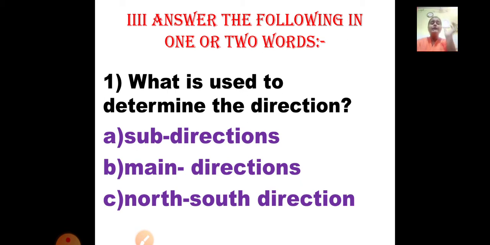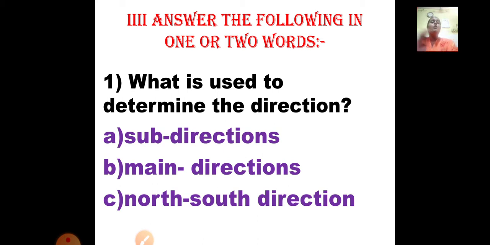So read the question carefully and slowly. What is used to determine the direction? Determine the direction means what helps us to show the exact direction of a place. A option is subdirection, B option is main direction, and C option is north south direction. So north south direction will only tell you about north and south directions. It will not help you about the west and the east.